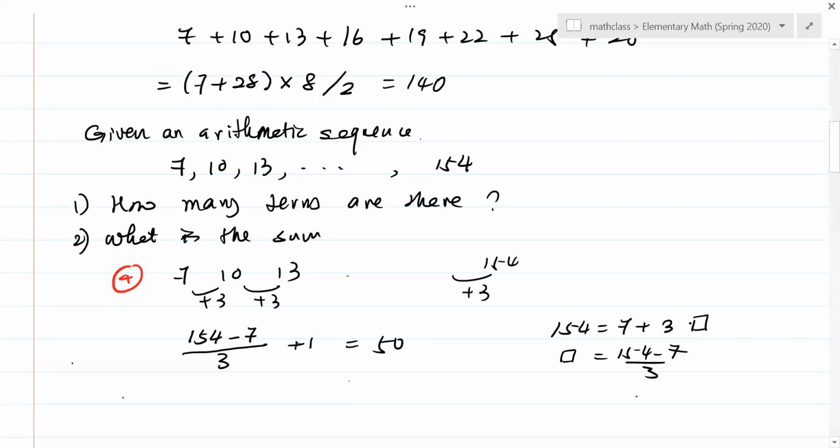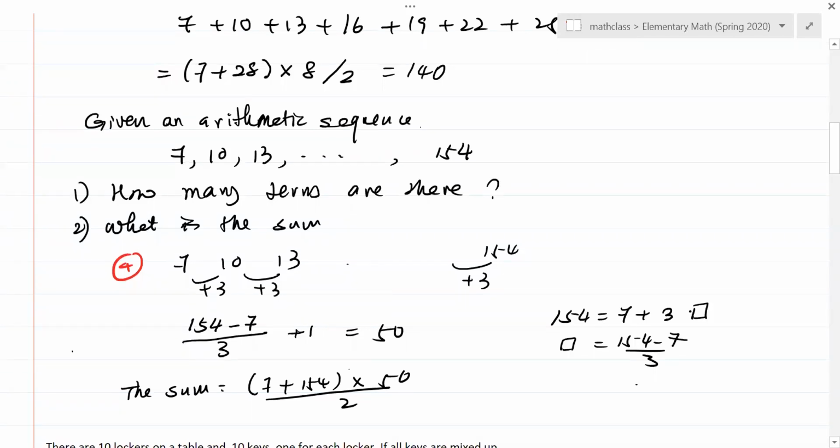Once you get that, then the sum is going to be 7 plus 154 times 50, divided by 2. Okay, then you get the answer. So that's going to be 7 plus 154, and then multiply by 50, and it's going to be 4,025. Okay, 4,025.